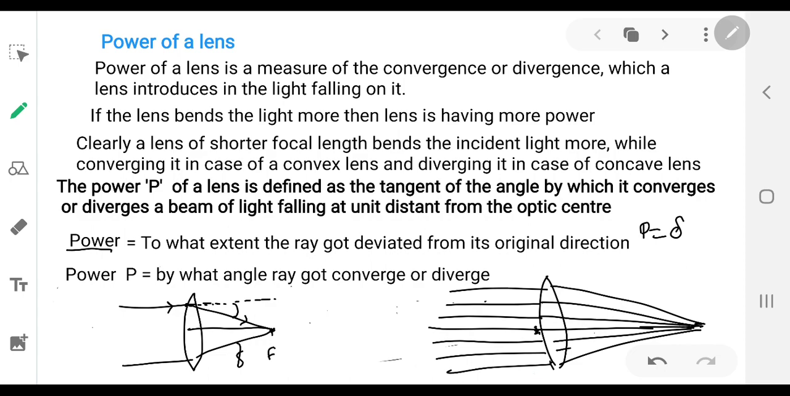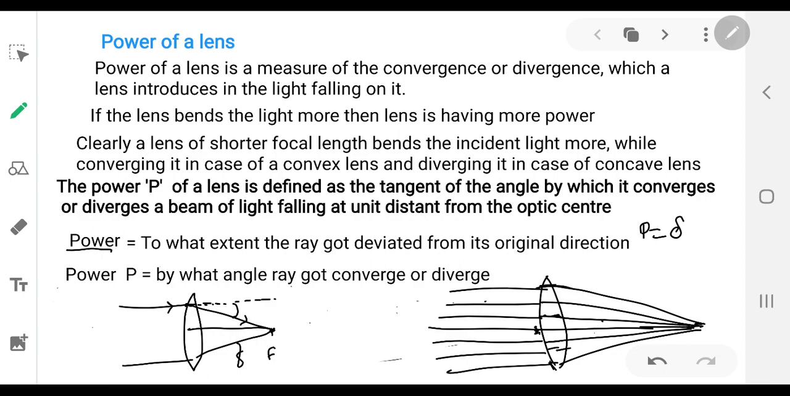So which bending is to be considered to know the power of a lens? Because if bending is more, we can say power of a lens is more. But the same light is bending to a different extent. It is bending one ray little less, another ray little more. Now how to define the power of a lens in terms of bending of light?